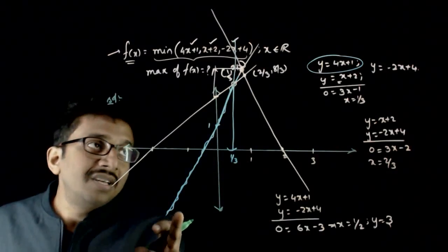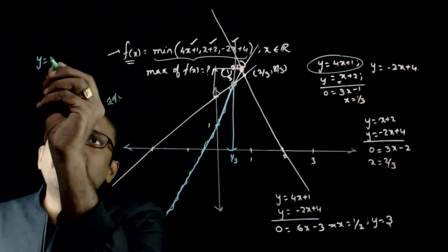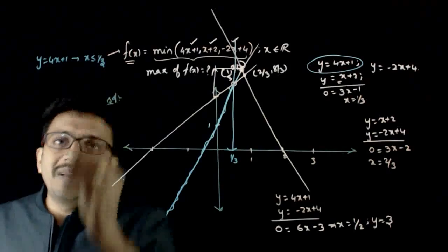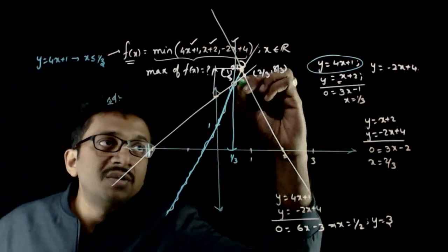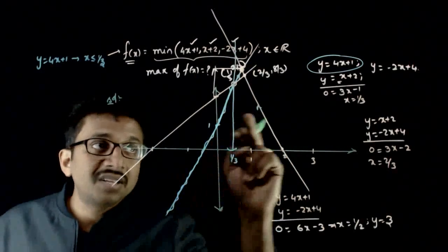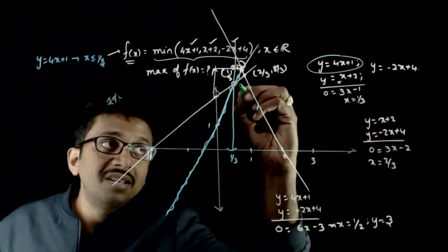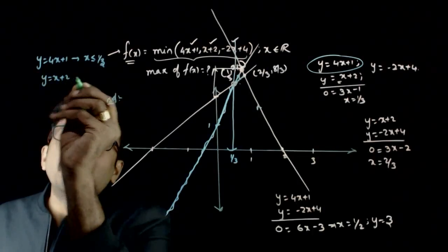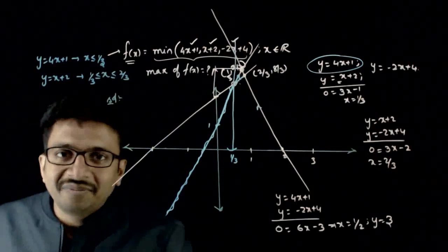So what is this curve? This is nothing but 4x plus 1. So my curve is y is equal to 4x plus 1 if x is less than or equal to 1 by 3. After 1 by 3, see what is happening. This curve is moving up. This curve is already above. So what is the least curve? This is the least curve. This corresponds to x plus 2. So y is equal to x plus 2 if x belongs to 1 by 3 to 2 by 3.